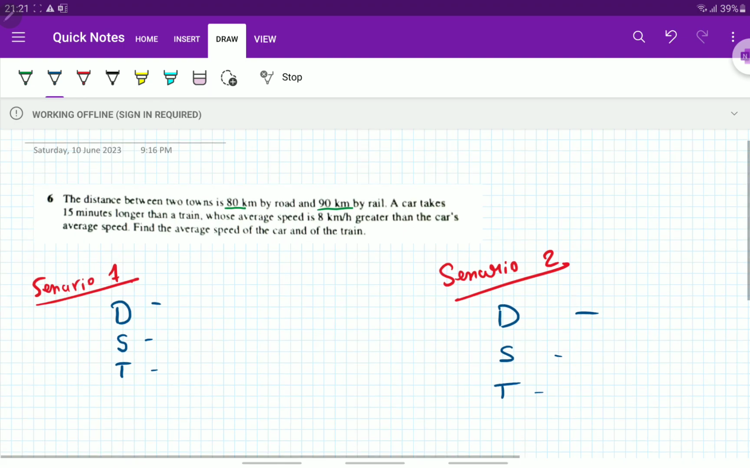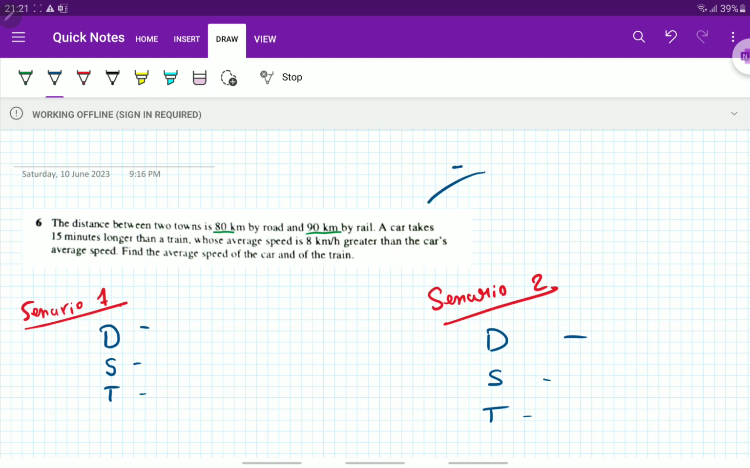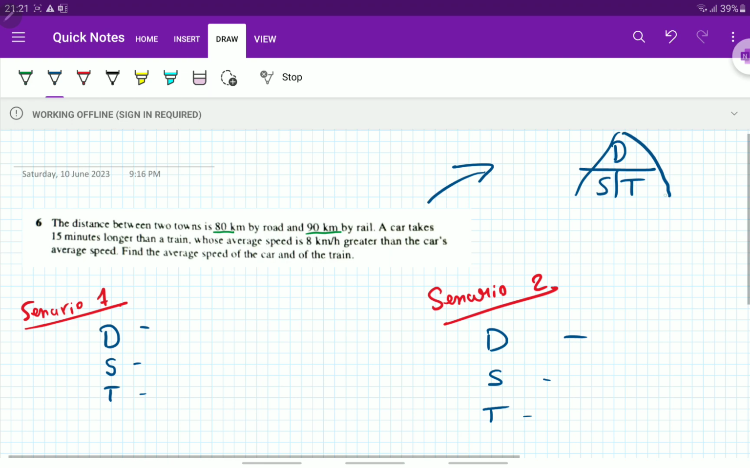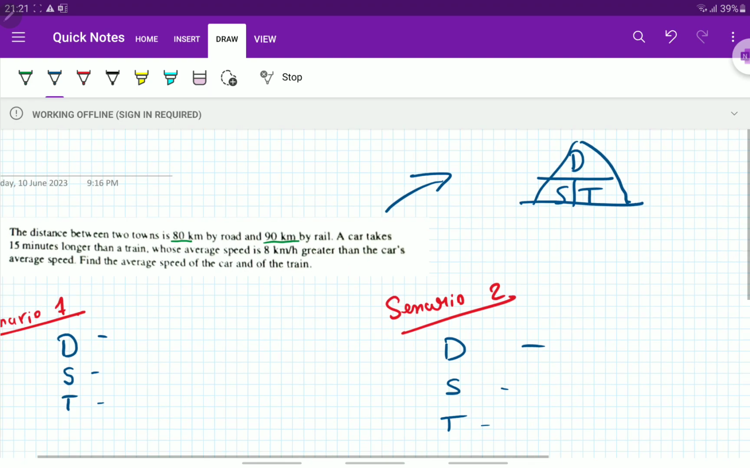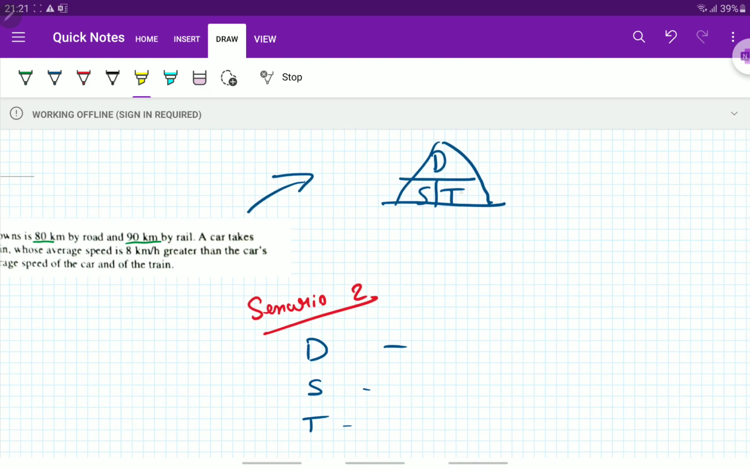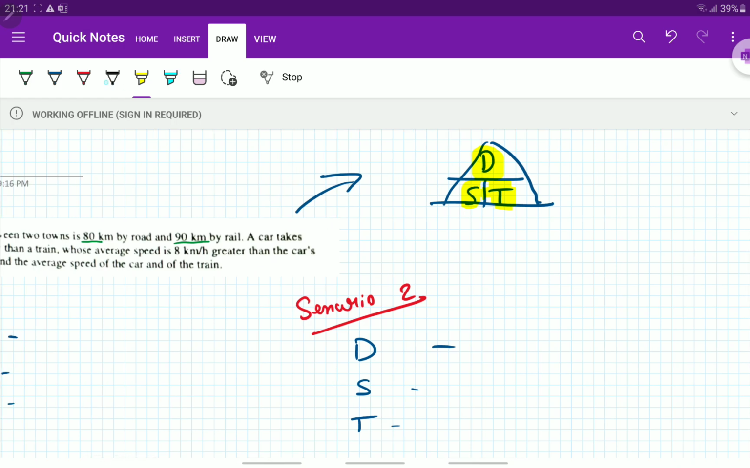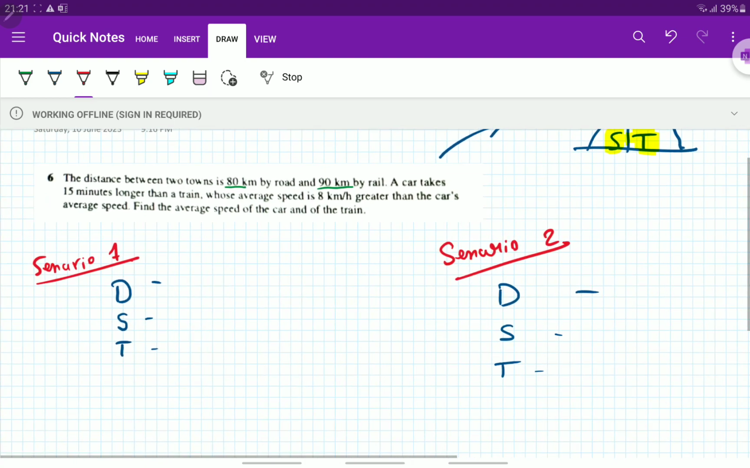To do these types of questions, we first need to understand the distance, speed, time triangle, DST. I'm pretty sure you all know this already. You can cover time: if you want to find time, you do distance over speed. If you want speed, you do distance over time. And if you want distance, you do speed times time. That's just the DST triangle. It makes it easier to understand. Okay, so getting back to our question.